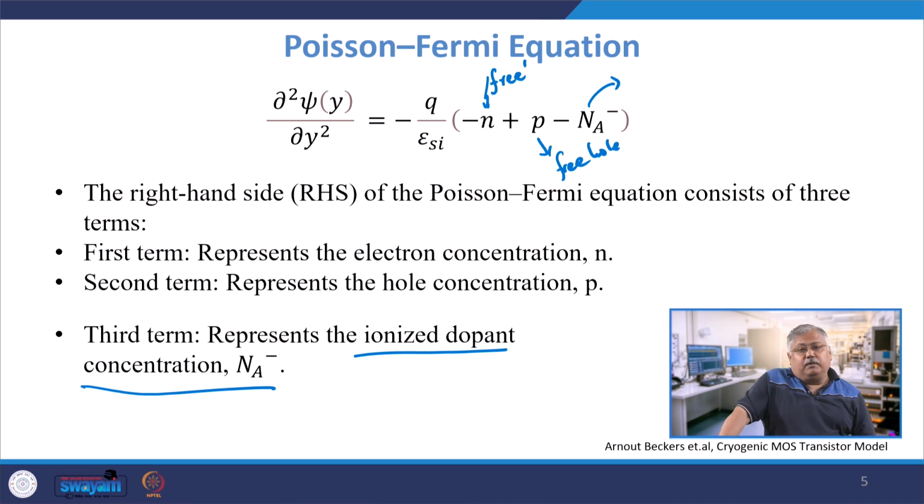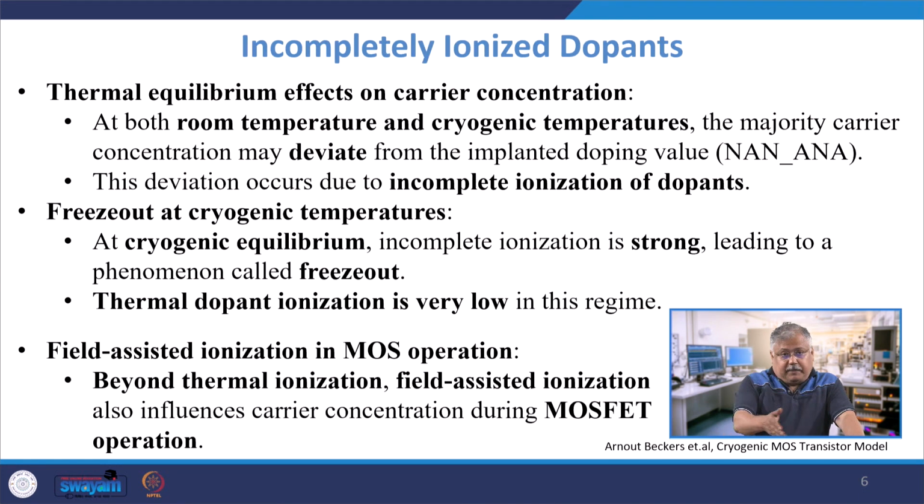Till now, if you remember correctly, for all 300 Kelvin calculations we assumed 100% ionization, and therefore I know the value of Na minus. But in most cases this might not be true. You might not have 100% ionization, and therefore Na minus will not be exactly equal to the total number of charged particles present. That is what I was coming to: I have an incompletely ionized dopant species here.